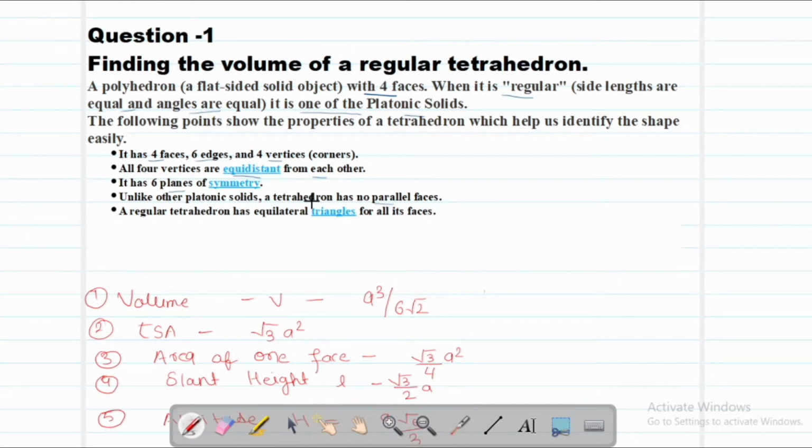So a tetrahedron has no parallel faces. A regular tetrahedron has equilateral triangles. Okay? So all the faces of a tetrahedron are equilateral triangles.